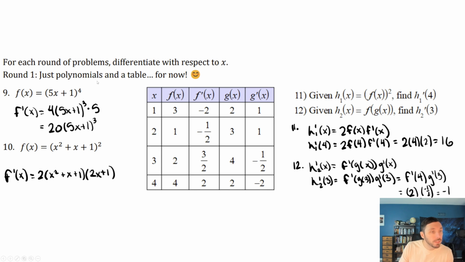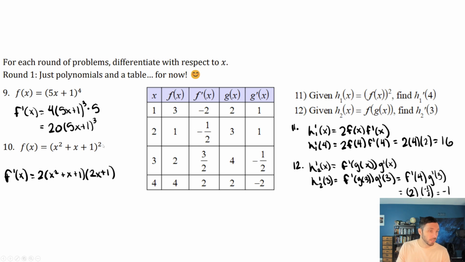So outer function was that fourth power, the quartic, and then we kept the 5x plus 1 on the inside the same. So we brought that up front, and then we multiplied by the derivative of the inner. So that would just be the 5, right? Derivative of 5x plus 1 is just 5. So multiplying out the 4 and 5, you get 20. And this is a great final answer. I don't think you need to multiply out this 5x plus 1 three times. That's a total waste of time. This is totally fine.